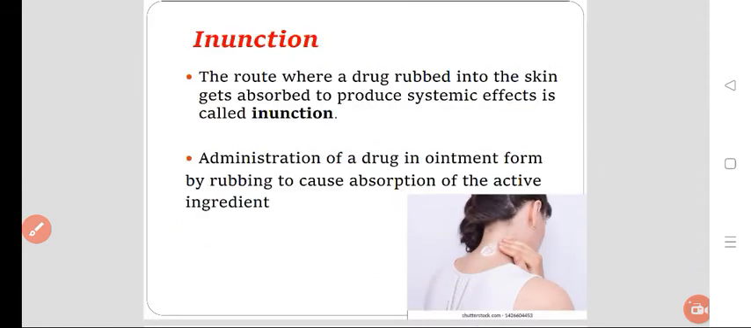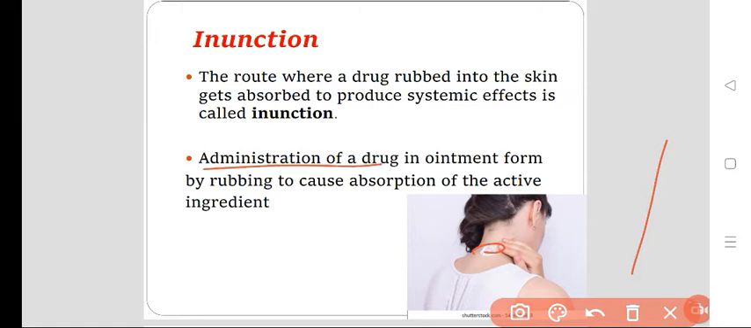Now the method called inunction, that we apply normally, means the route where a drug is rubbed into the skin, and that will get absorbed and produce a systemic effect. That we apply normally as ointment, cream, lotion, gel. So administration of a drug in an ointment form by rubbing to cause absorption of an active ingredient. When we apply Moov or any lotion, liniment, ointment, that drug will get absorbed, and that process is called inunction.